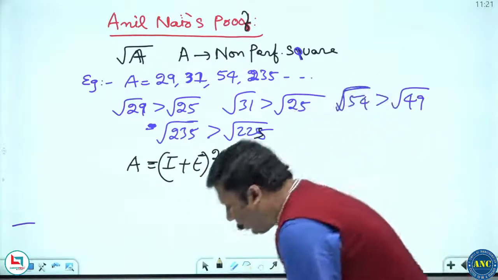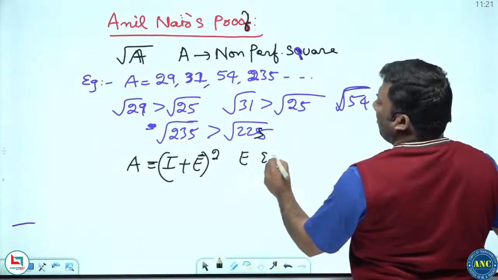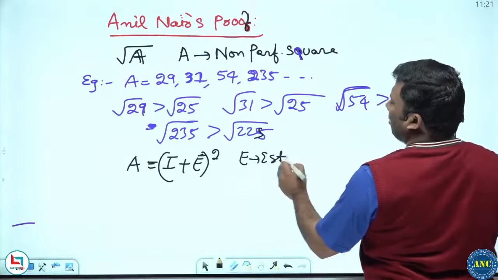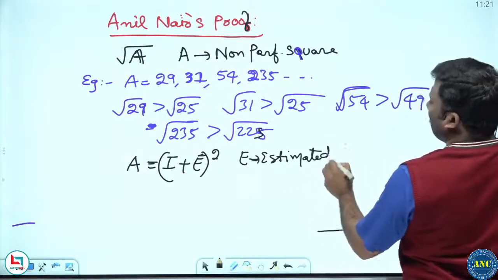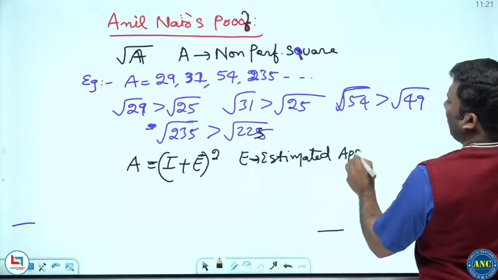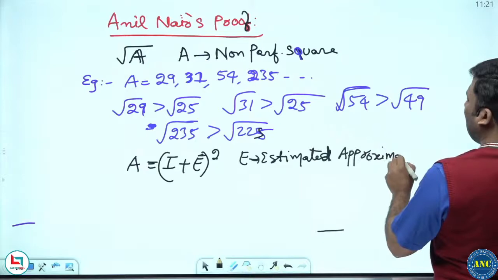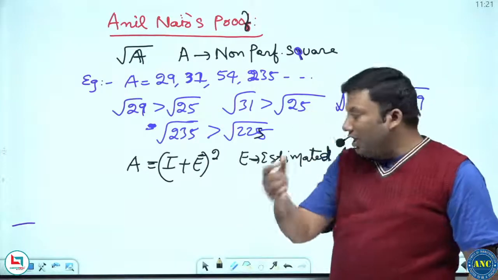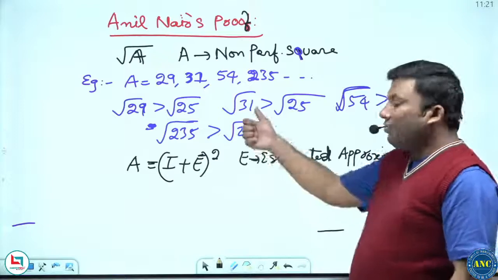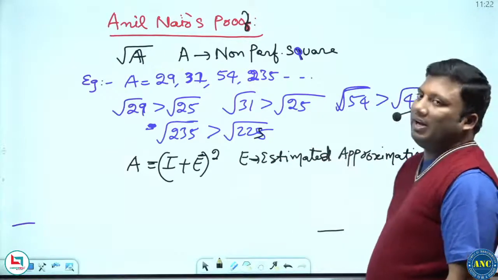E is nothing but an estimated approximation. Like the previous example, 29 is 25 plus something. That something value we are trying to find out. 31 is 25 plus something. That something value we are finding out.